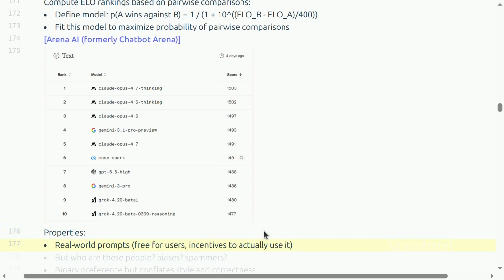One is that you have real-world prompts, right? So the idea is that anyone can come to the site, and the incentive for someone to come to the site is that they get free access to a language model. And so there's sort of this implicit assumption that they're actually trying to use it to do something useful, and therefore you get sort of like a real-world prompt.